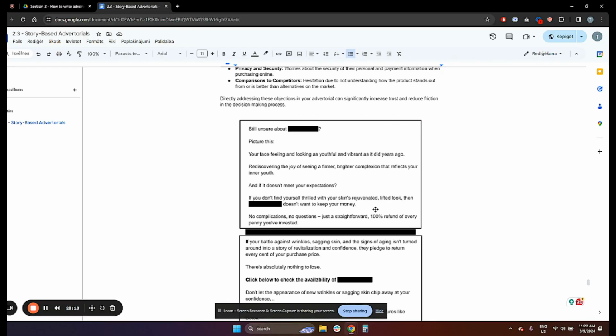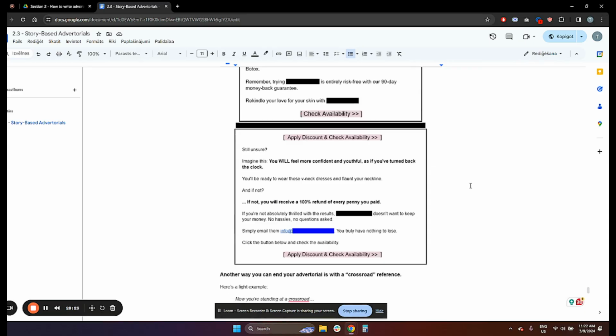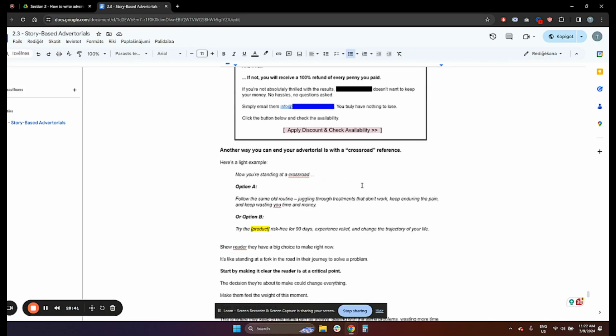So yeah, here it goes into more detail about the guarantee. And here's another example. If not, you will receive a 100% money back guarantee, 100% refund. If you're not absolutely thrilled with the results, if the brand doesn't want to keep your money, no hassle, no questions asked. Simply email this email, or you can add a phone number, and you have truly nothing to lose.